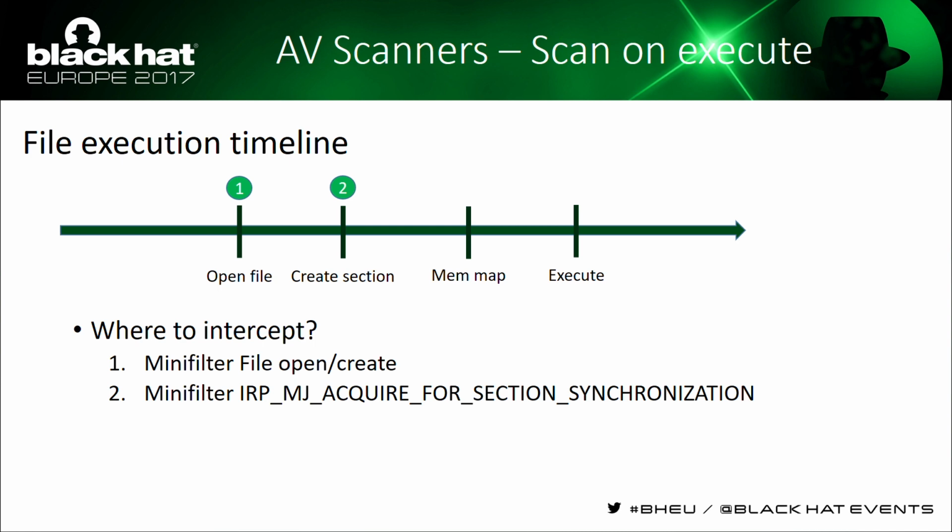The second place where the file execution can be intercepted is during section creation. There is a special callback inside minifilter called acquire for section synchronization, which can intercept section creation before it's actually created. And the last place that we will cover is a process notification routine, which can, in the blocking version, be used for a main executable only. We'll talk about it later.